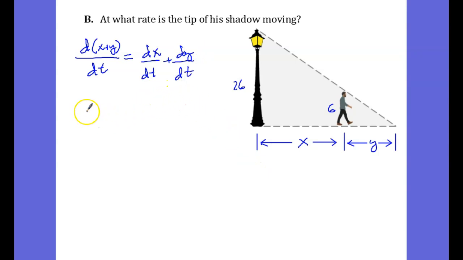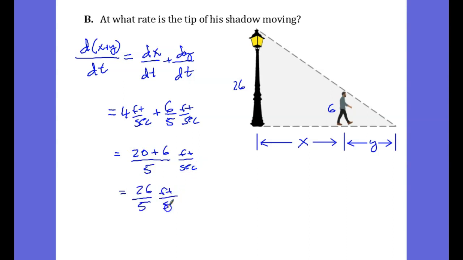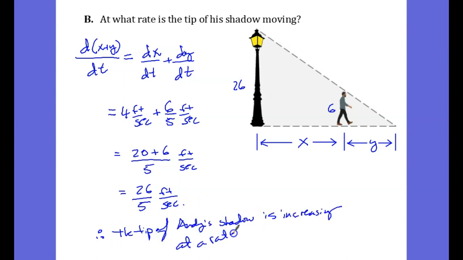And so dx/dt was given to us in the problem. dx/dt was 4 feet per second. And in part A, we found dy/dt. That was 6/5 feet per second. So let's get a common denominator, and we have 20 plus 6 over 5 feet per second. That's 26 feet every 5 seconds. So therefore, the tip of Andy's shadow is increasing at a rate of 26 feet every 5 seconds.